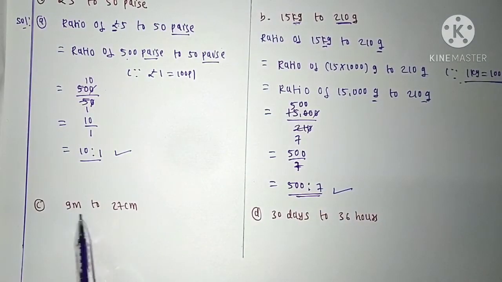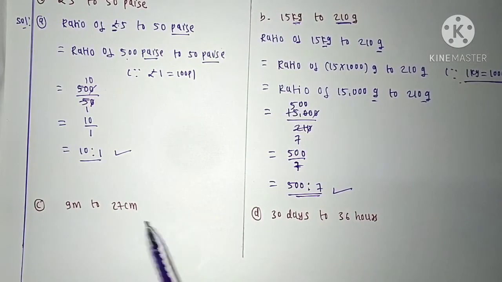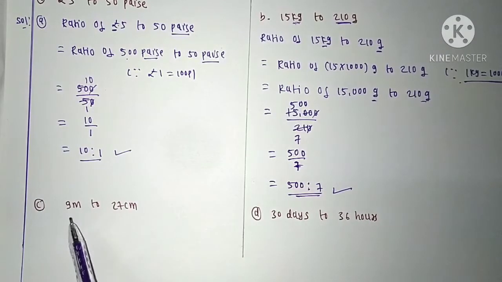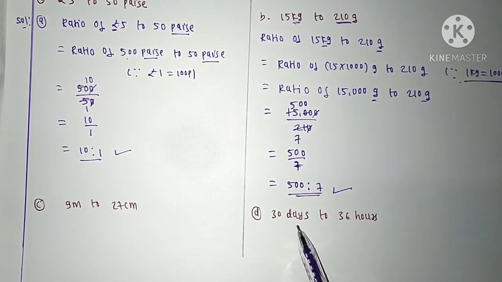Similarly, you find the ratio of 9 meters to 27 centimeters by yourself, and also 30 days to 36 hours. So here what do you have to do? You have to convert meters into centimeters. Here you convert days into hours. Then find the ratio.